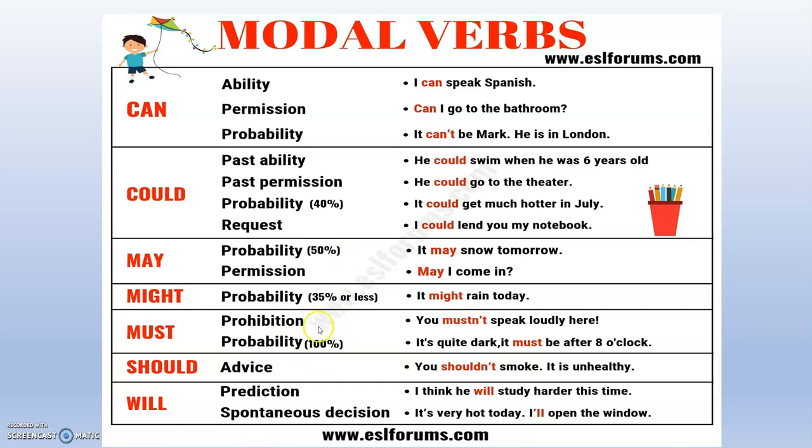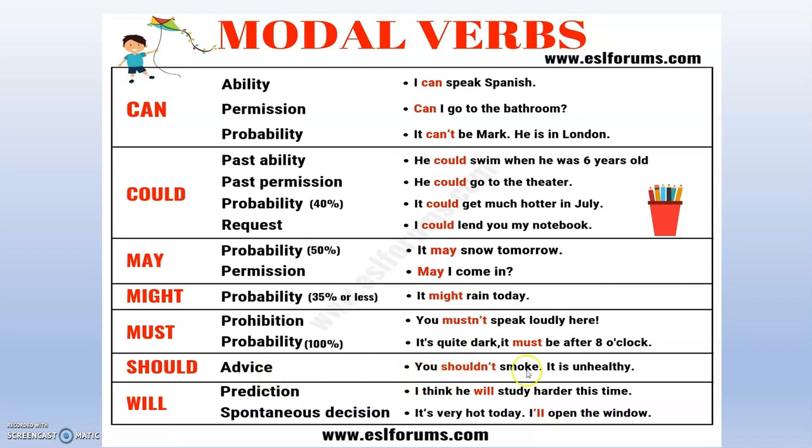Must. Prohibition. Must is when we are saying something with great surety and we are asking somebody not to do something. Like, you mustn't speak loudly here. Again, must shows probability, but here it is 100%. It's quite dark. It must be after 8 o'clock. So here the person is saying according to the extent of darkness, the time should be after 8 o'clock.